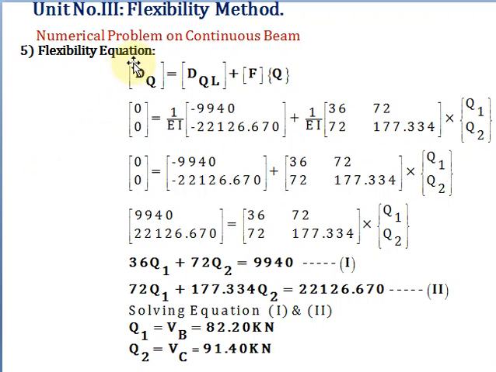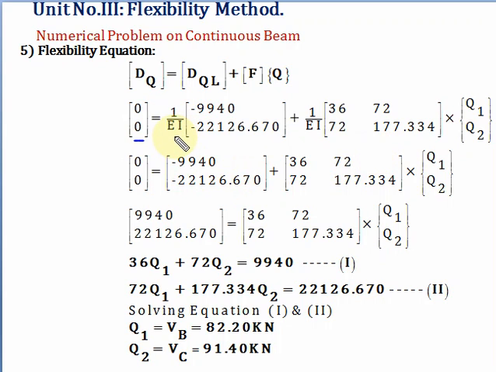The next step is to apply the flexibility equation. So the flexibility equation is DQ equal to DQL plus F into Q. Now here the DQ matrix is 0. DQL1 is 1 upon EI times minus 9940 and DQL2 was 22126.670. And here the F matrix is 1 upon EI times 3672 in 177.334, and Q is Q1, Q2.